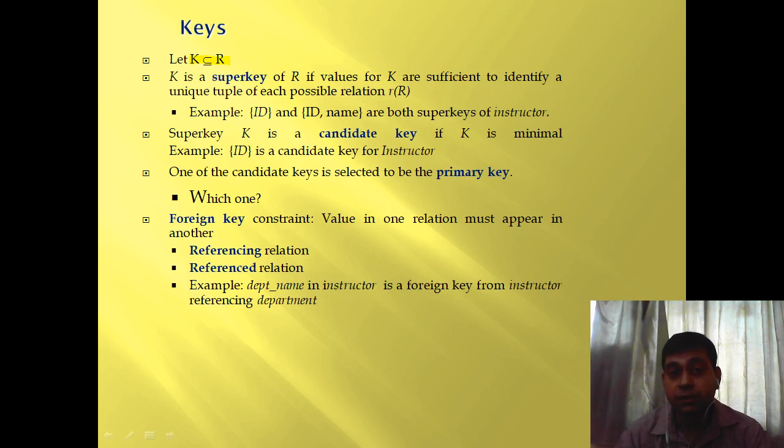Now superkey K is a candidate key if K is the minimal subset of the superkey. Now here we had two superkeys, ID and name. So out of these two, ID is minimal, so it can be called a candidate key. And there is no other minimal key available. So ID is the candidate key here.